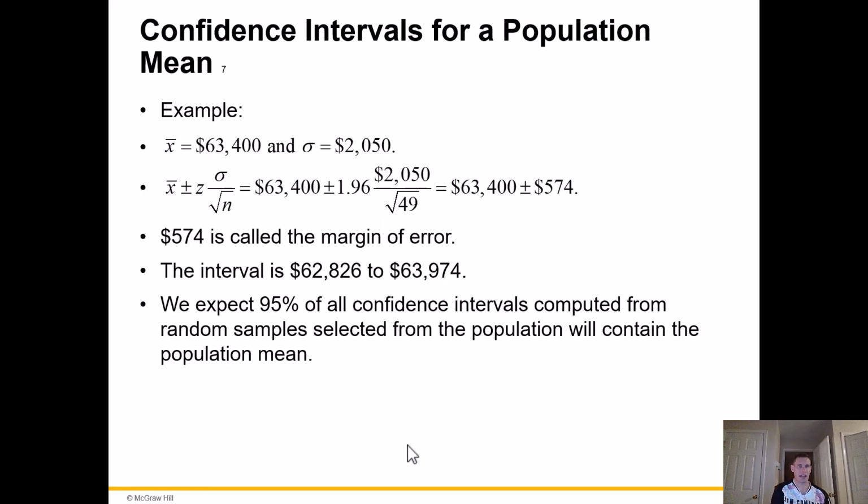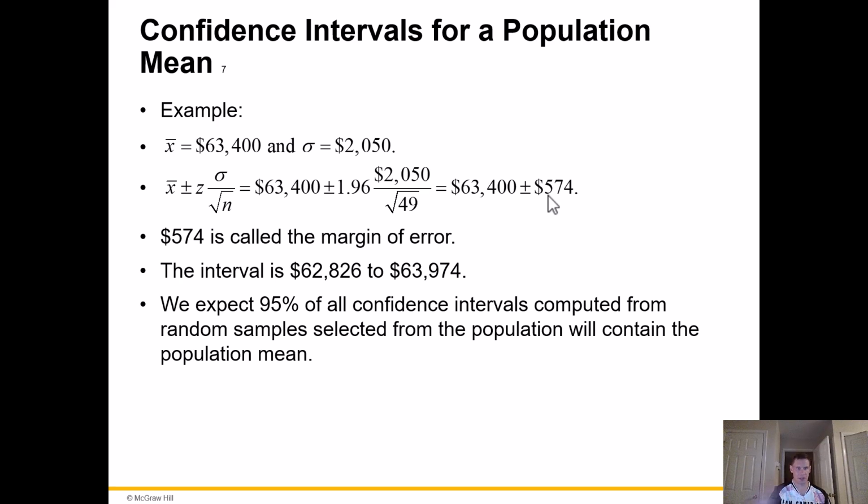So in this example, x bar would be equal to 63,400, and the standard deviation would be equal to 2050. You can see where I just plug my numbers into the formula. So plus or minus 1.96, and then we can just do 2050. And remember, it's n, so that's just the sample size. In this case, 574, like you can see over here, plus or minus 574 would be the margin of error. So the interval is basically 62,826 to 63.